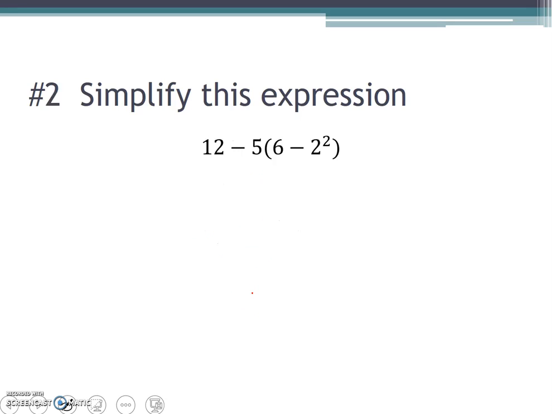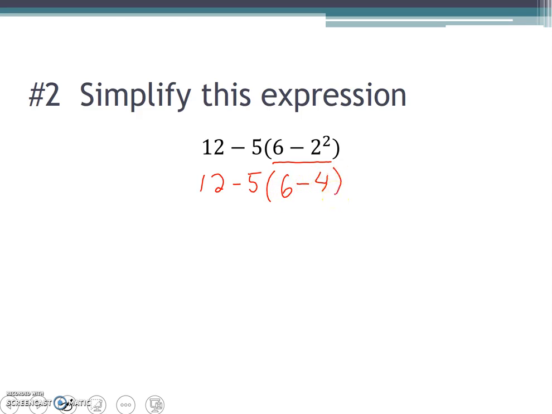Second problem, simplify this expression. Now we do have some parentheses. So we have to do everything in the parentheses here before we worry about the 12 minus 5. So I'm just going to copy down 12 minus 5 first. That's not going to change. But in my parentheses, I can either subtract or I can take 2 squared. So within the parentheses, I'm going to follow the order of operations. Because exponents go before subtracting, I'm going to take 6 minus whatever 2 squared is, which is 4.